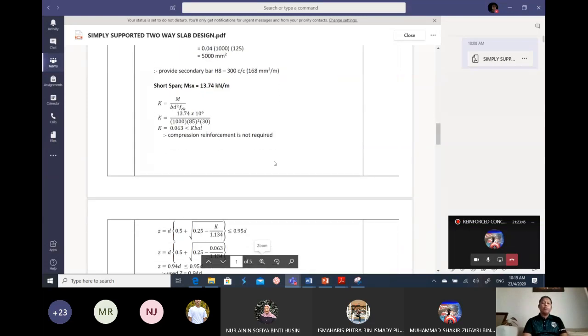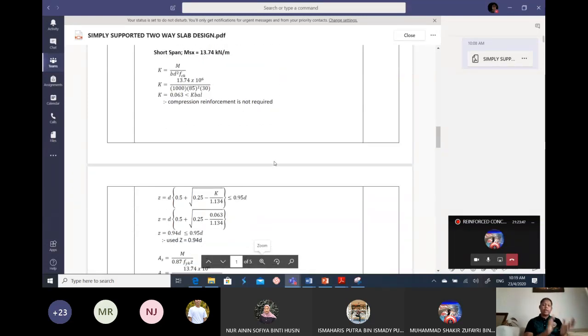And then we have to design both directions, short span and long span. First, we have to design for the short span. As usual, we have to calculate K, Z, and also AS, because we design as a rectangular section, not as a beam. So here is the formula: K equal to M over b d squared fck. The difference here is only d, so at both axes. For X direction or short span, we use dx as the value.